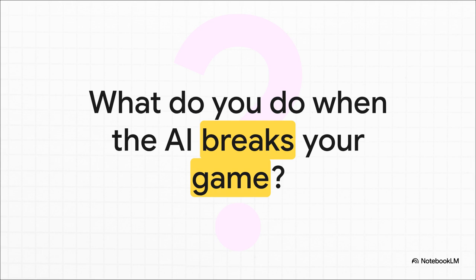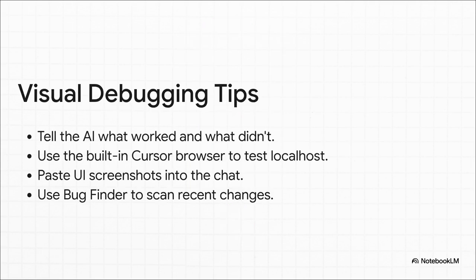What do you do? First off, do not panic. The solution here is to lean into Cursor's visual and diagnostic tools. Cursor actually has a built-in browser, so you can test your game right inside the editor. If something looks visually broken or UI elements are overlapping, you can quite literally take a screenshot and paste it directly into the AI chat. The AI can actually analyze the image. You can also use the bug finder command to have the AI scan your recent changes for obvious errors.